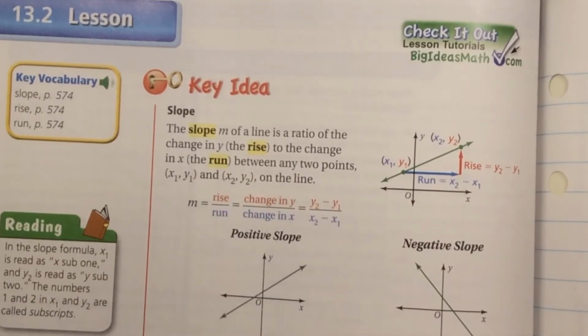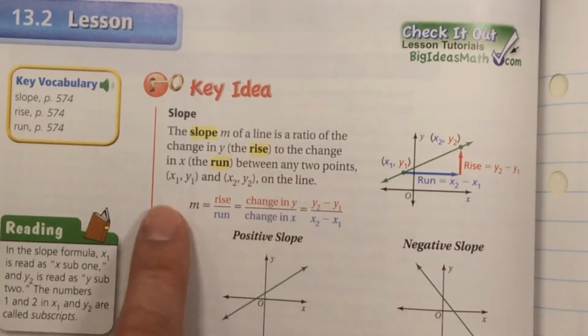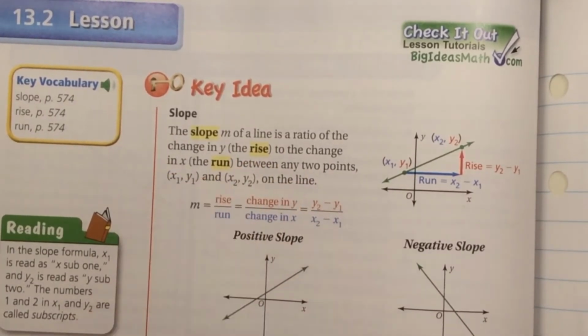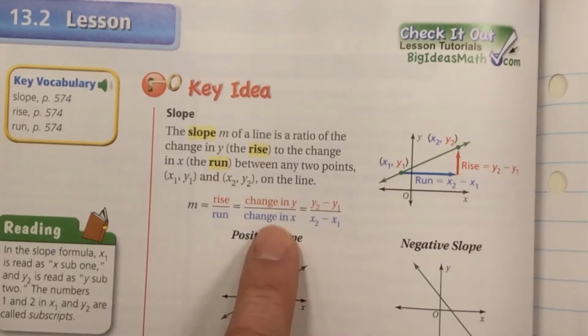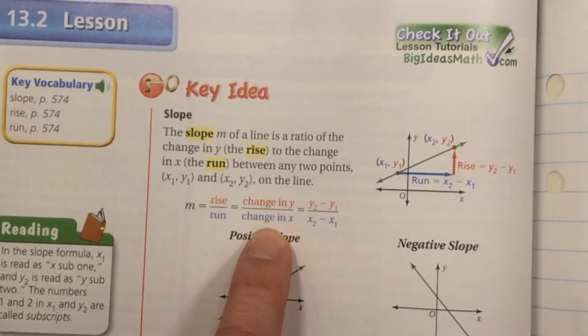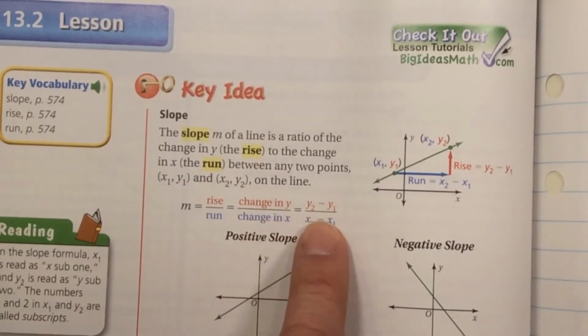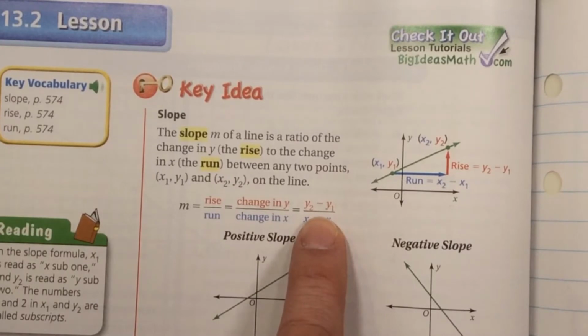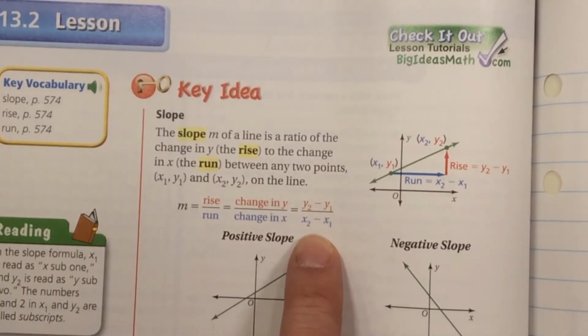of the change in y, or the rise, to the change in x, the run, between any 2 points. Remember, it's the change in y over the change in x, or when we're finding change, we subtract, so y2 minus y1 over x2 minus x1.